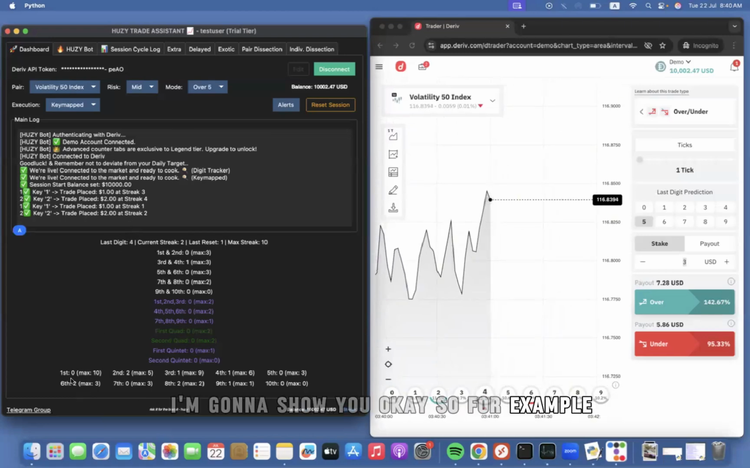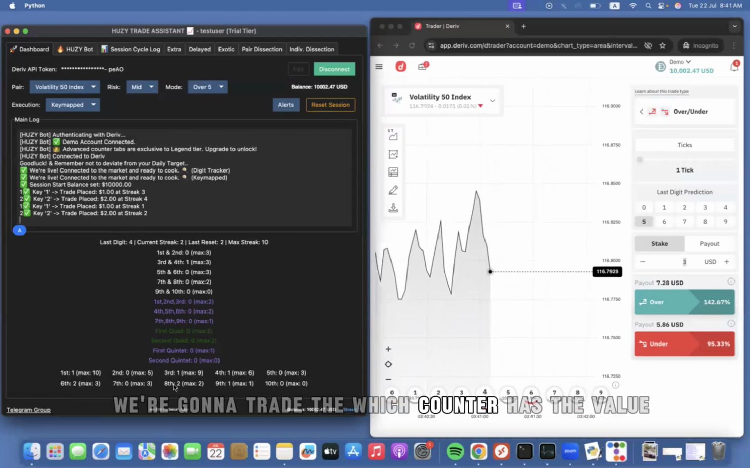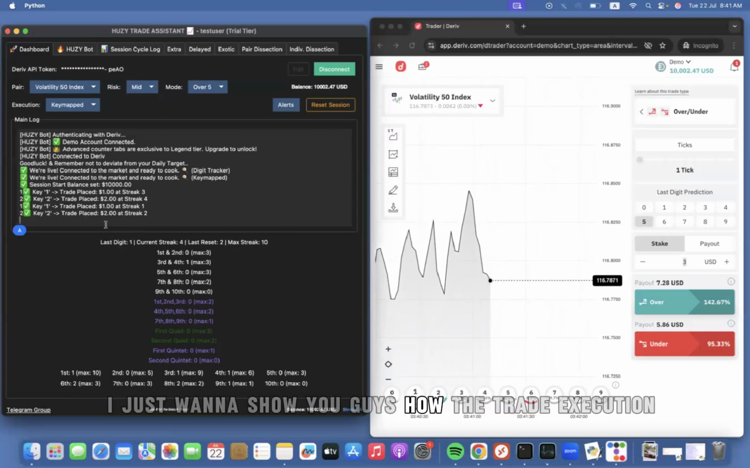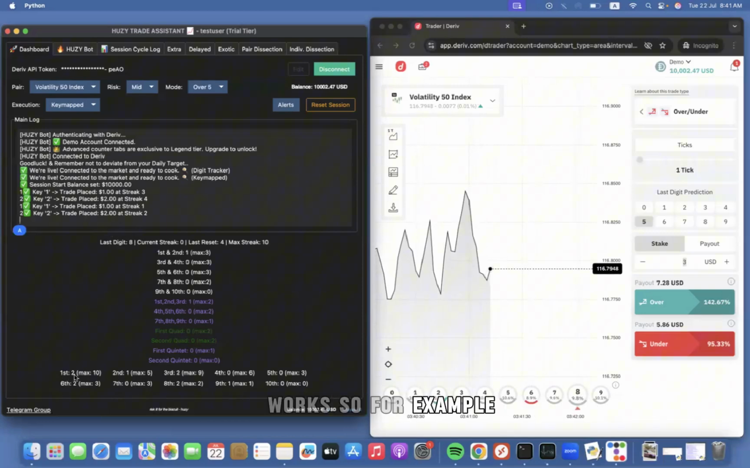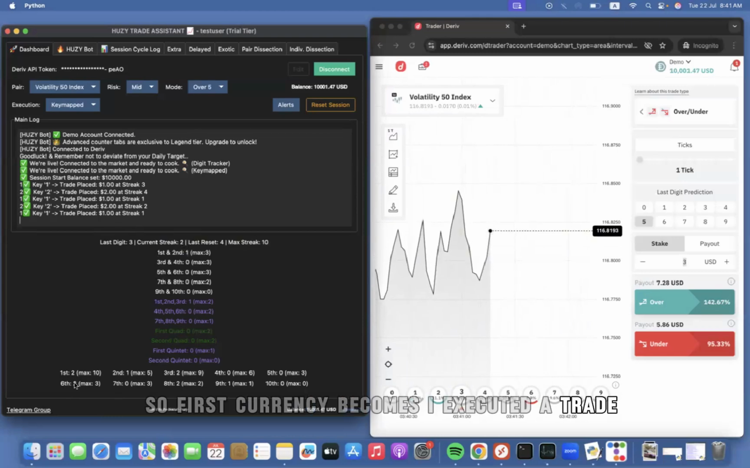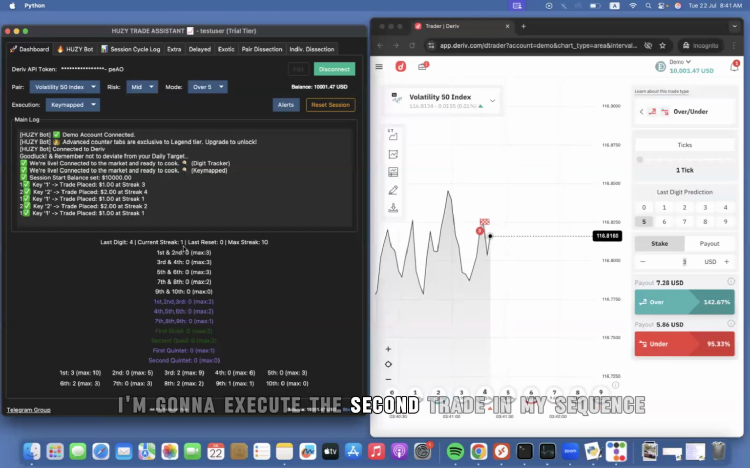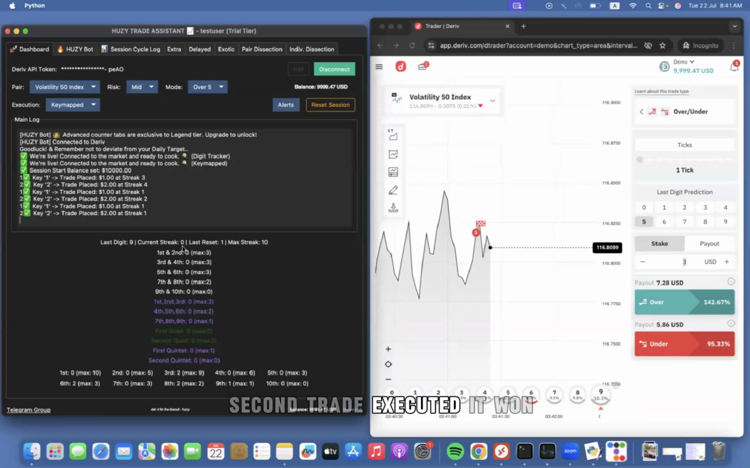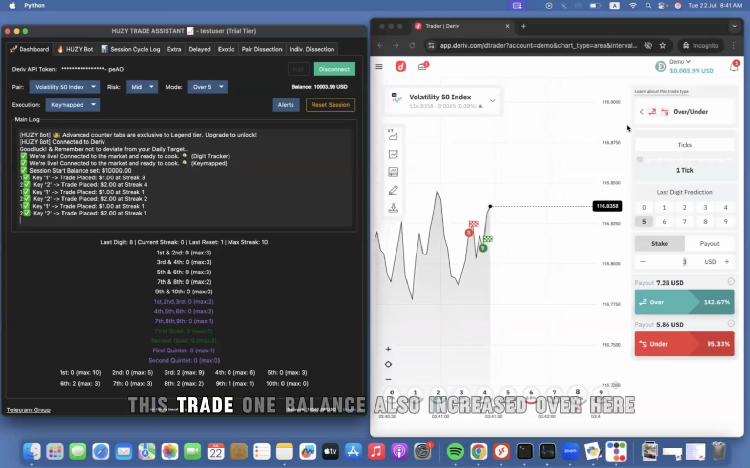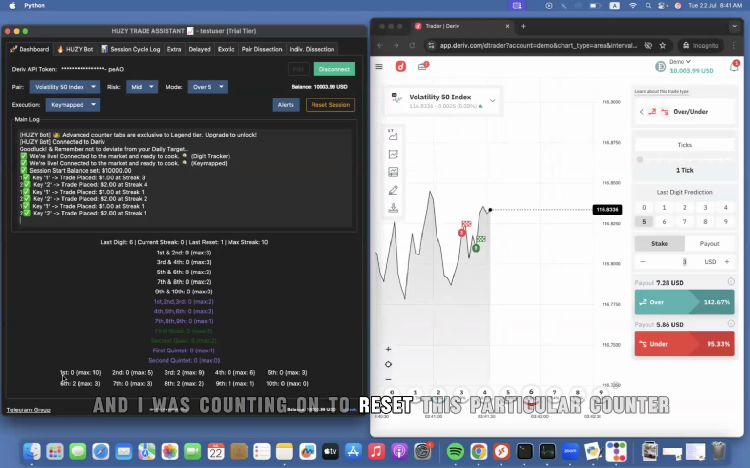Okay, so for example, we're going to trade the counter, which counter has the value? I just want to show you guys how the trade execution works. So for example, I'm betting on this. I executed a trade, and I'm going to wait. Again, it's going to become 1. I'm going to execute the second trade in my sequence. Second trade executed, it won. You can see this trade won, the balance also increased over here, and I was counting on resetting this particular counter.